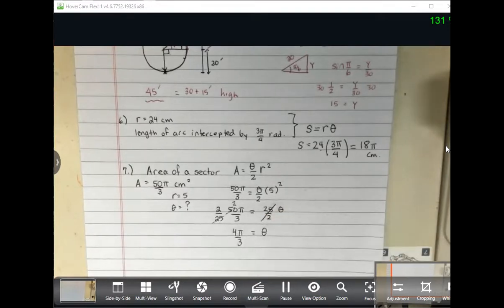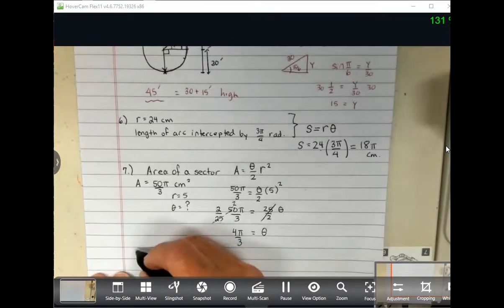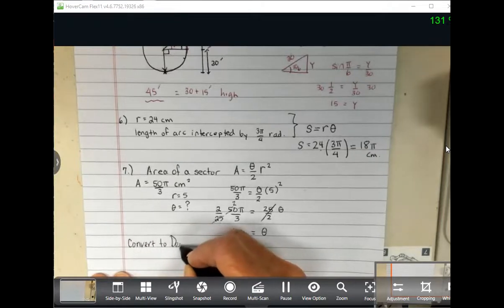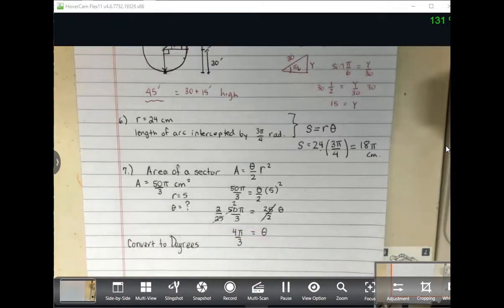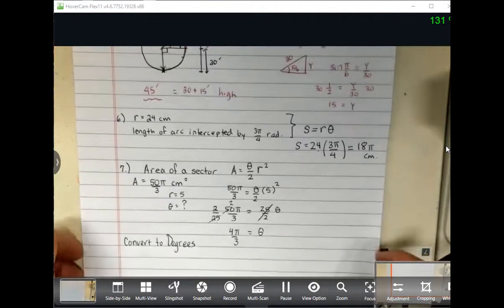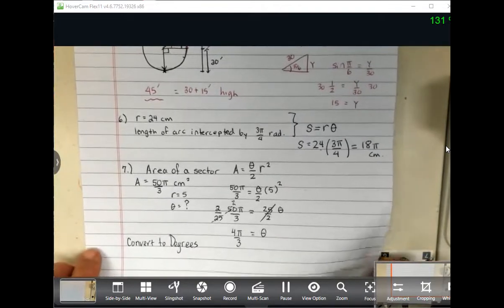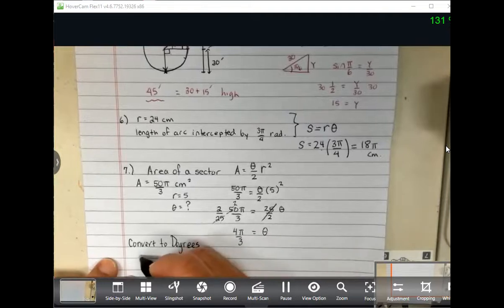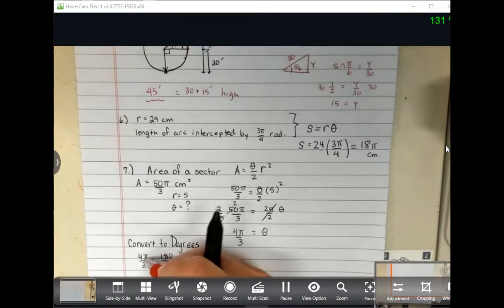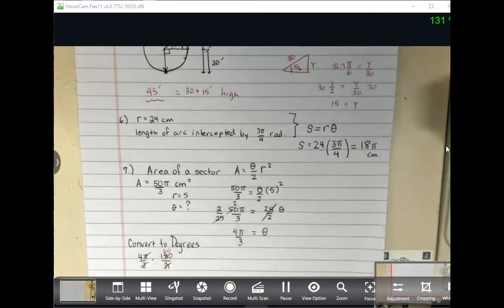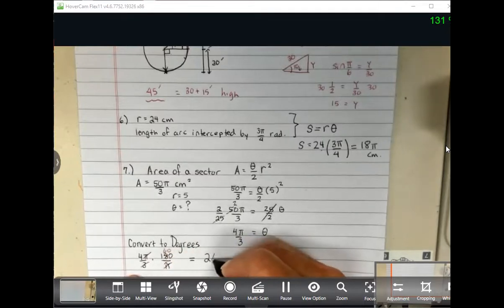But the catch here was that I want the angle in degrees. So next we convert this to degrees. We convert an angle from radian measure to degree measure by multiplying by 180 over pi. So I'm going to take 4 pi over 3 times 180 over pi. The pi's will cancel. 3 times 60 is 180. 4 times 60 is 240 degrees.